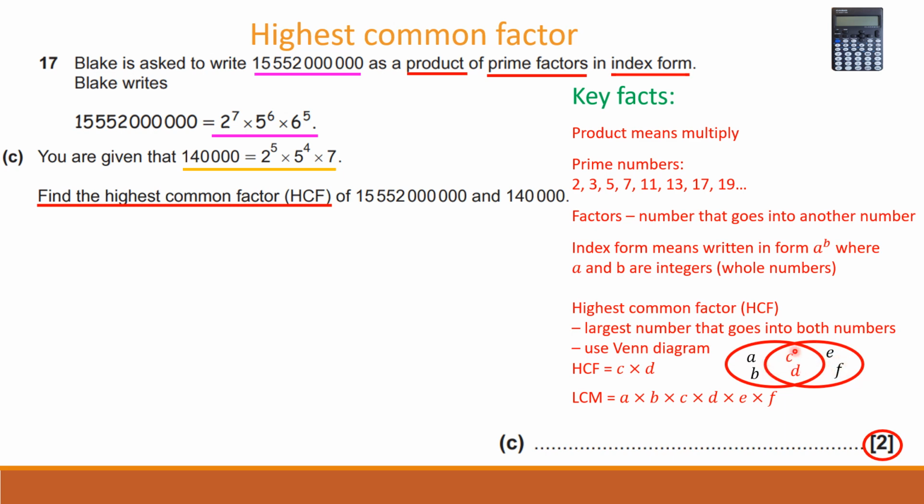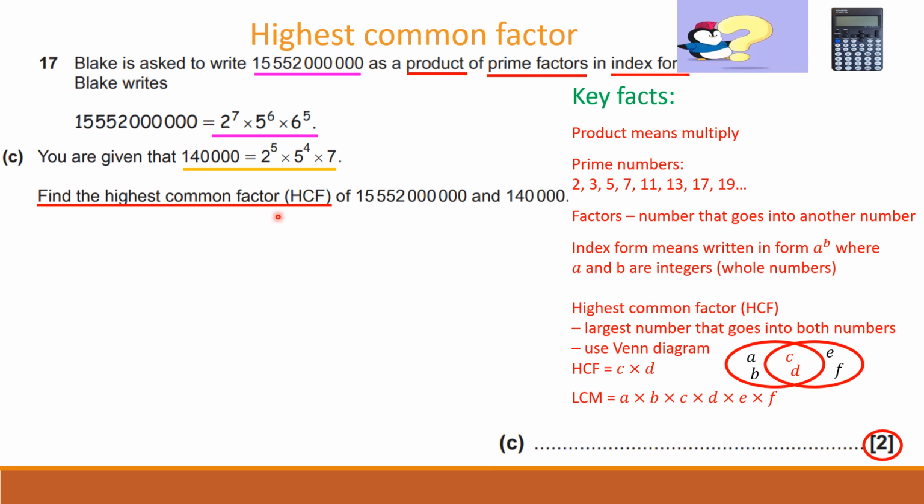So the numbers which are common to both numbers go in the centre, and if you multiply these 2 numbers together, C times by D, this gives me the highest common factor. If you multiplied every single number that you can see here written in the two circles, multiply those together, that gives you the lowest common multiple. So that is the difference between highest common factor and lowest common multiple. In this question here, we're only interested in the highest common factor.